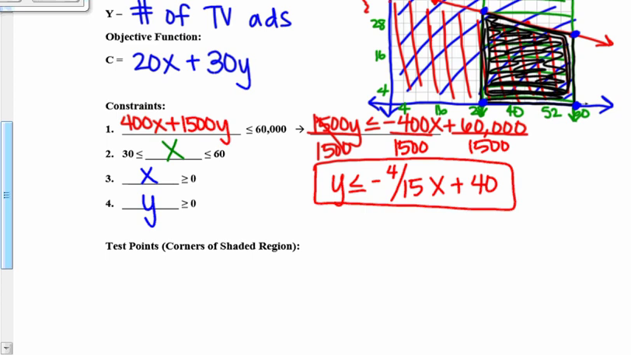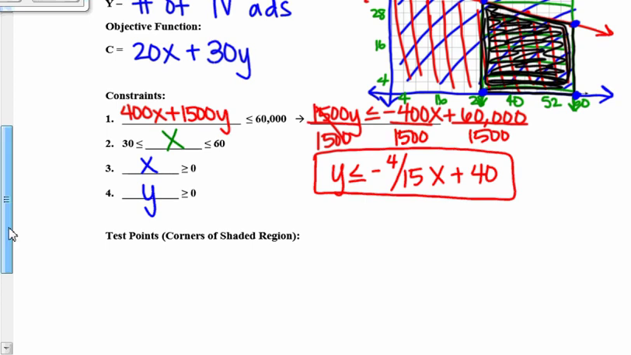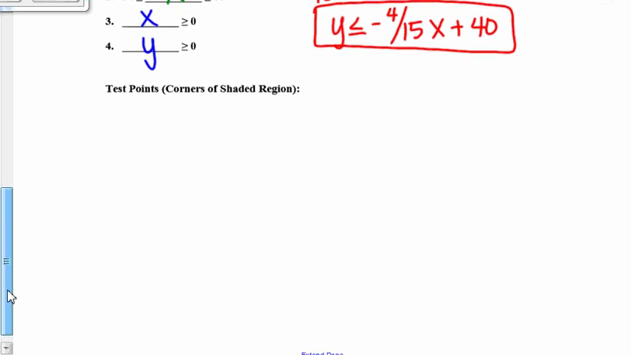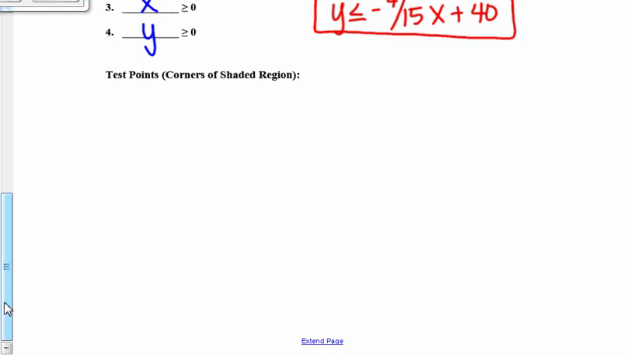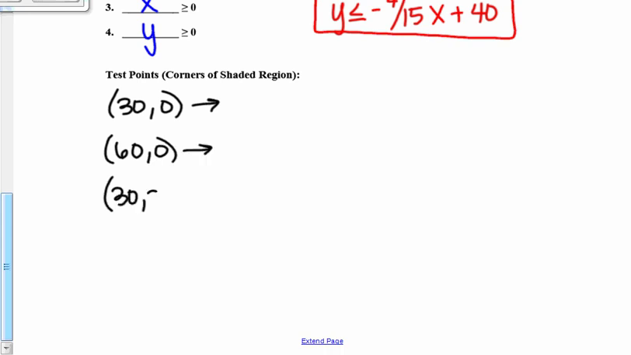Now it's going to be a lot easier for you to see that on the graph that you graph with your pencil, because you'll be more precise than I am with these markers. But let's go ahead and test these points. One of them was 30, 0. One of them was 60, 0. One of them was 30, 32. And one of them was 60, 24.